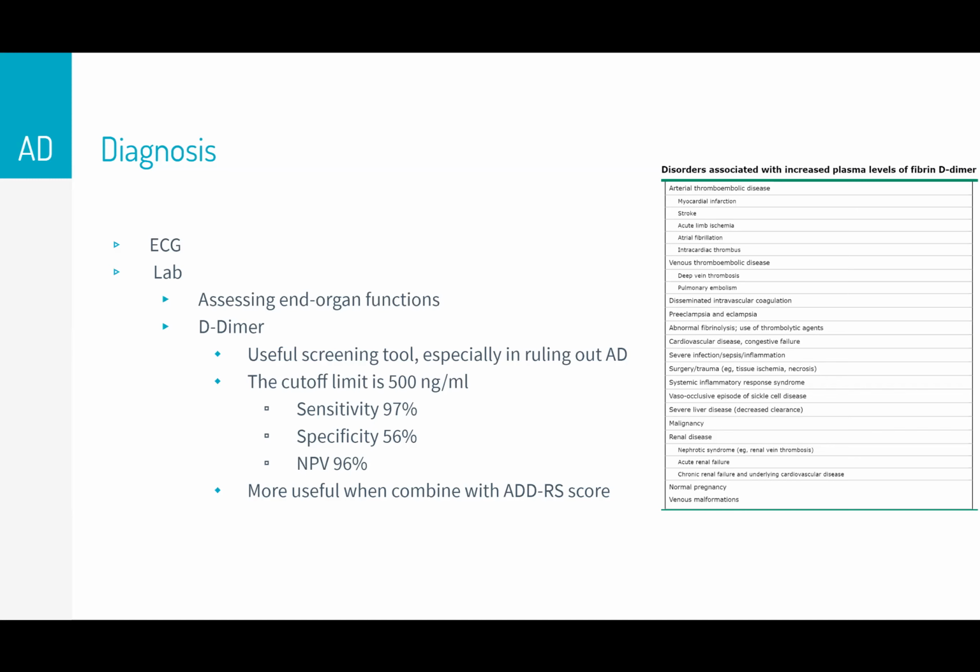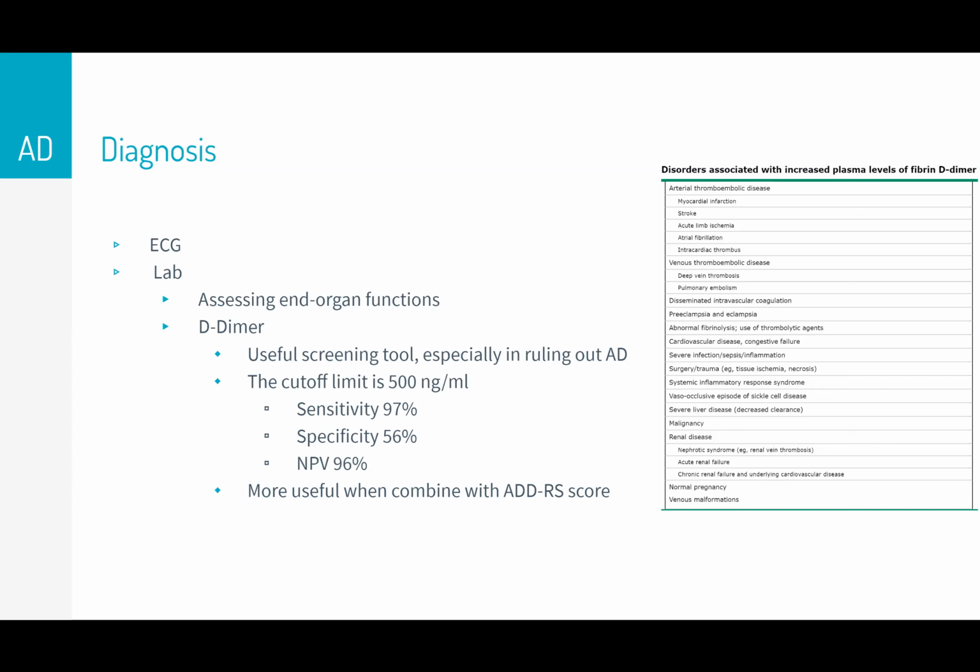Another interesting lab test that you can do is the D-dimer. The D-dimer is a useful screening tool, especially in ruling out aortic dissection. It's good to rule out aortic dissection, but it's not good to rule it in. The cutoff limit for a positive D-dimer result is 500 nanogram per ml. It has to be more than 500 nanogram. The sensitivity of D-dimer for aortic dissection is 97%.